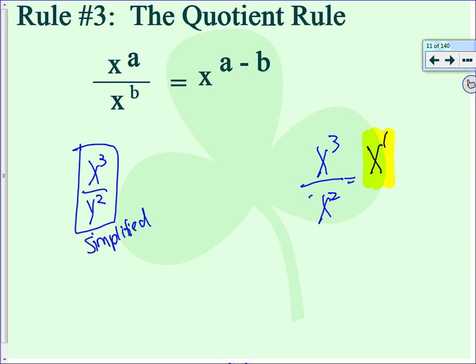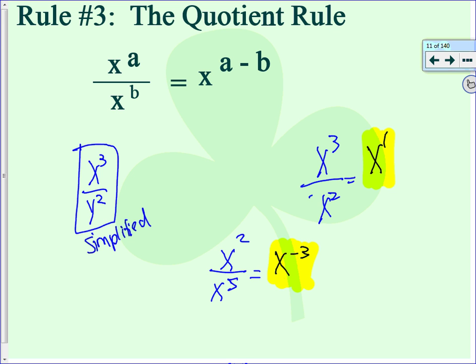Next question, what if there was a greater number on the bottom? So if there's a greater number on the bottom, like x squared over x to the 5th. So Lisa, what would you get when you subtracted those? X to the negative 3 power. Yeah, and we are going to talk, I believe first thing tomorrow, about what negative exponents mean.